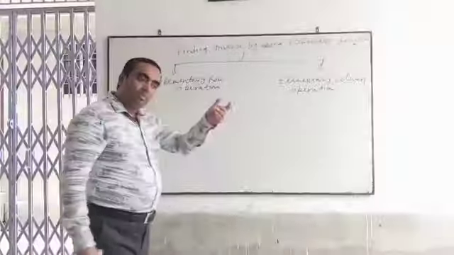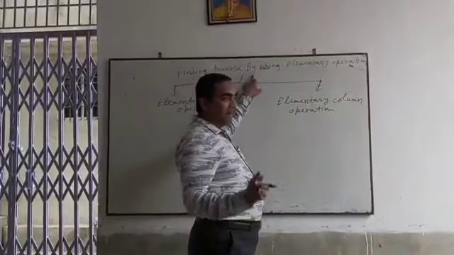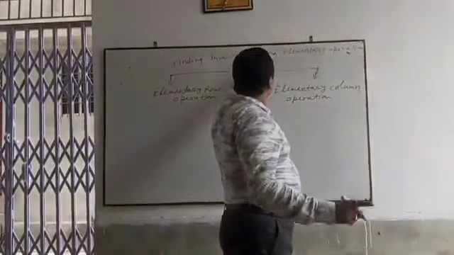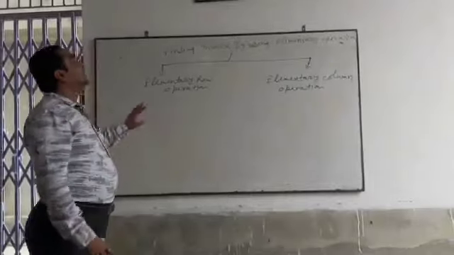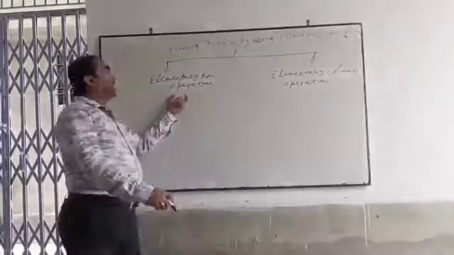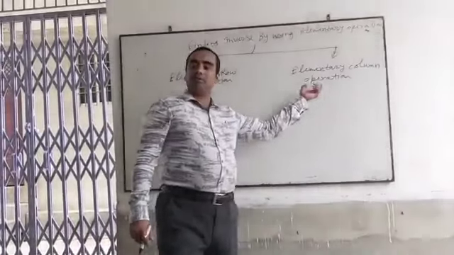Coming to our actual topic. What is our actual topic? Finding the inverse of a square matrix by using the elementary operation method. Okay? Already you are knowing there are two types of operations we are using. First one is row operation, second one is column operation.